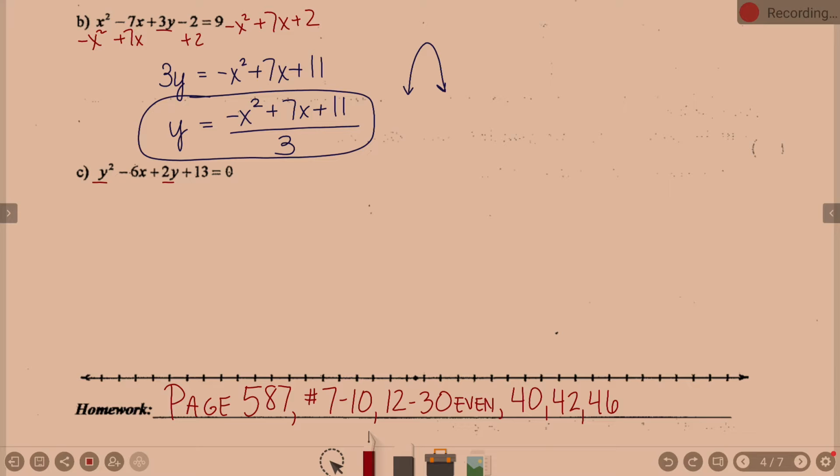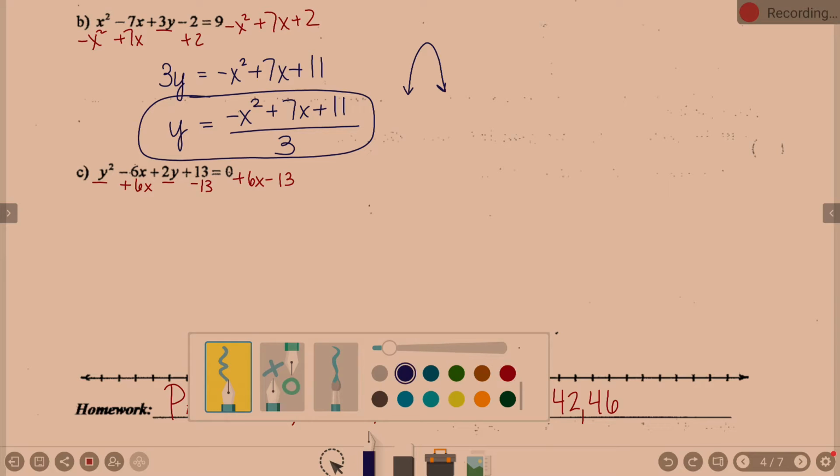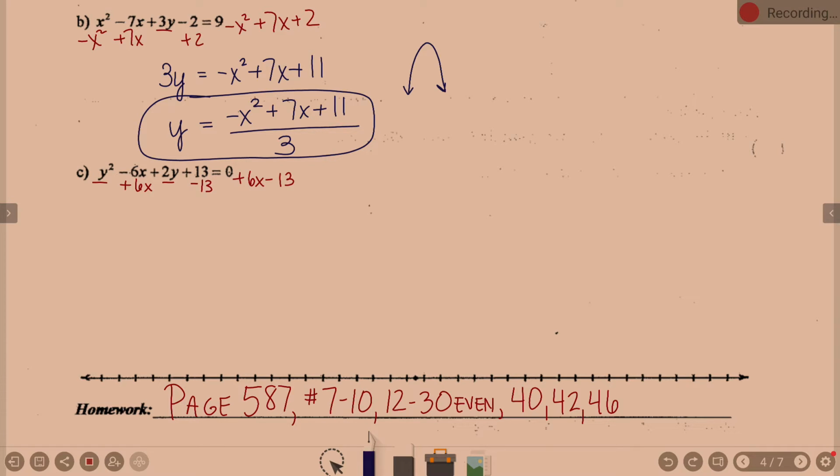So, in order to complete the square, start by getting your y squared and y terms on the left. Everybody else to the right. So, I'm going to add my 6x over and subtract my 13 over. And when I do that, I'm going to have y squared plus 2y. I'm going to leave a gap. A gap is what I usually say, right? Equals 6x minus 13.